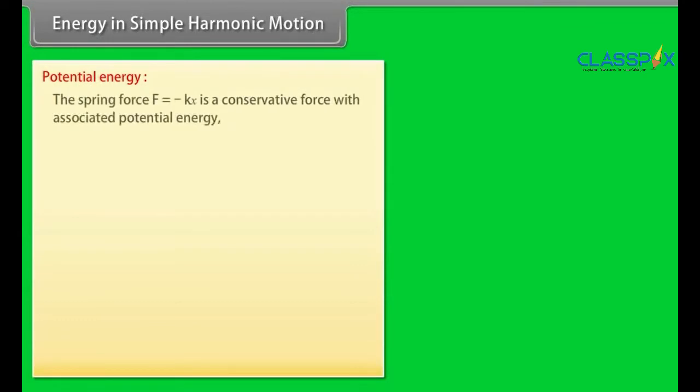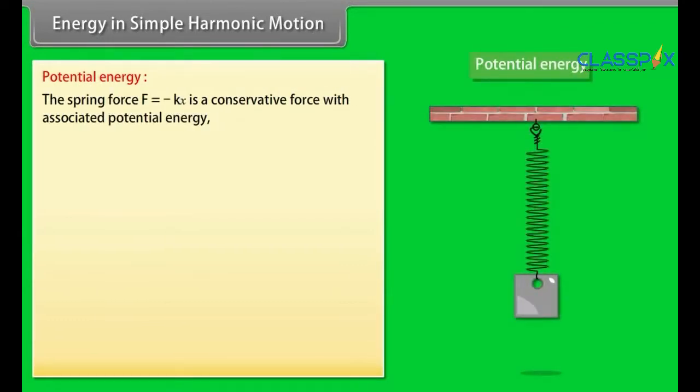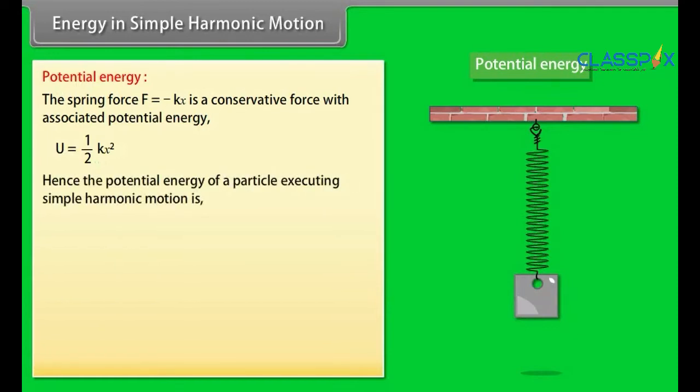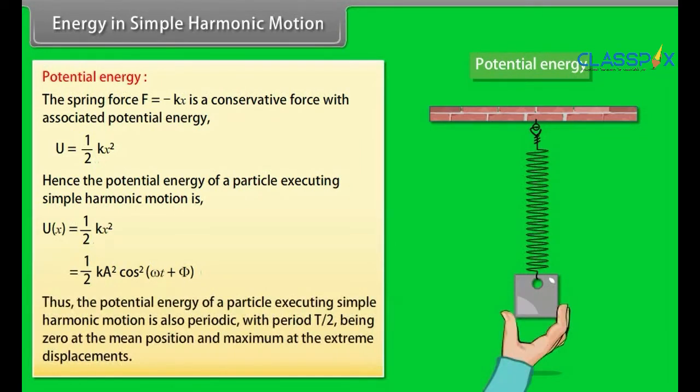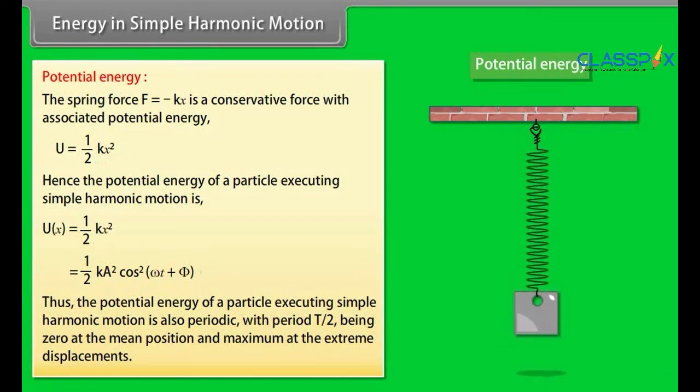Potential energy. The spring force F is equal to minus kx is a conservative force with associated potential energy U is equal to half kx square. Hence, the potential energy of a particle executing simple harmonic motion is U(x) is equal to half kx square is equal to half k A square cos square (omega t plus phi). Thus, the potential energy of a particle executing simple harmonic motion is also periodic, with period T by 2, being zero at the mean position and maximum at the extreme displacements.